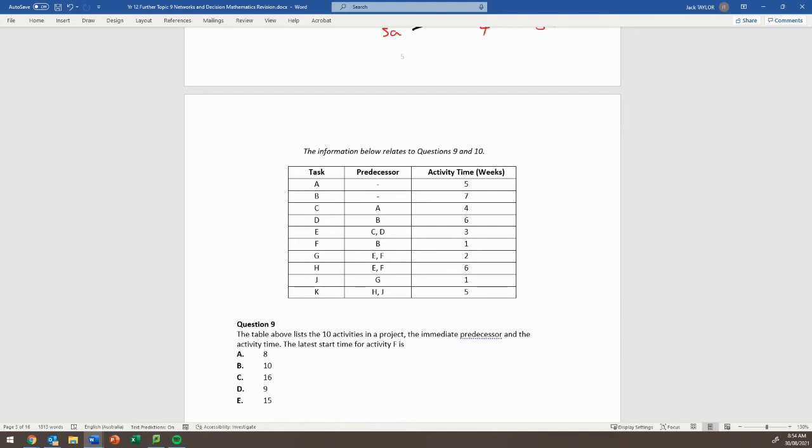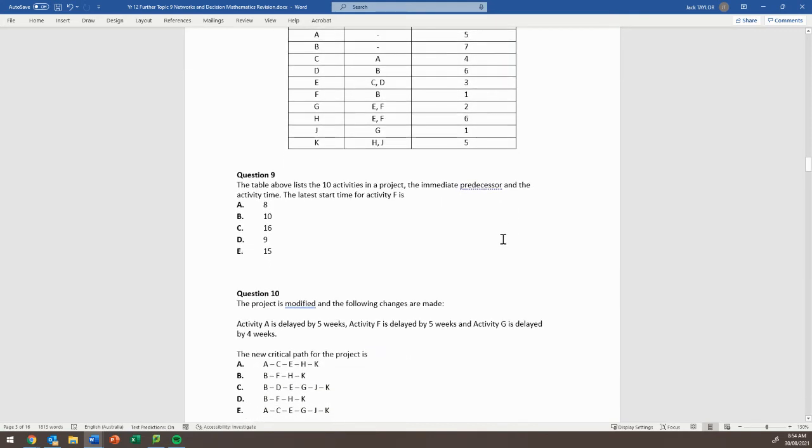Okay. The table above lists the 10 activities in a project, the immediate predecessor, and the activity time. The latest start time for activity F is. All right, so activity F has a total of 1. If we look at all the activities prior to it, we can work this one out.